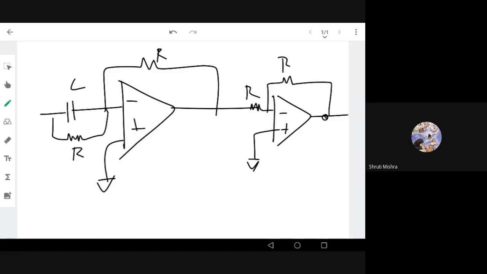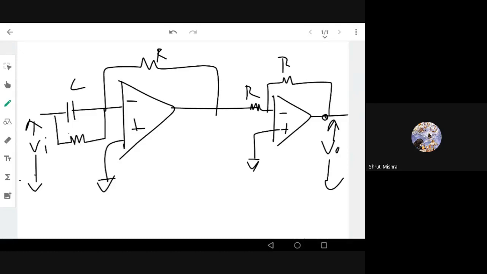Okay, so I think I don't need this R. If I keep an R, it becomes a PD, proportional derivative controller. Now this is a derivative controller, right? The capacitor is at the input. This is V input. This is V output. If I need to make a proportional derivative controller, I need to keep a resistance in parallel to this capacitor. For example, this is R1, this is R2, something like that.